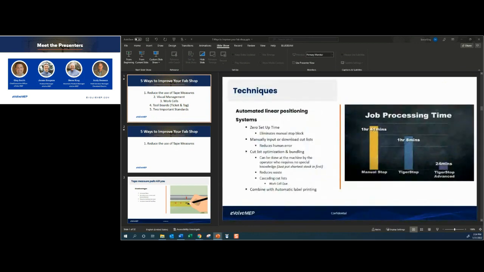I guess the last one that would be out there, which I'm a huge fan of, is the automated linear positioning systems that require really no setup time, and it goes a step further in eliminating the manual stop block. This is a type of system that moves, it can pull and push a product through a machine. Again, it really doesn't matter what that machine is. It can pull or push the product through it, be calibrated, and then stop automatically.